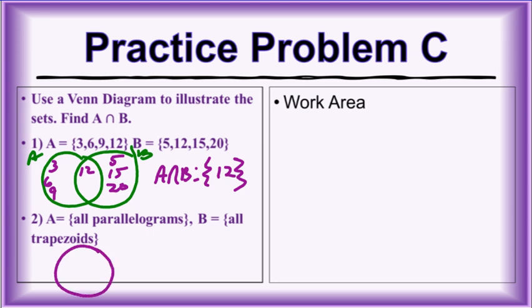And the other one, we got all parallelograms and we have all trapezoids. So this one would be parallelograms, and these would be trapezoids. You notice I did not put anything in the middle because there's nothing in common. There's not a parallelogram that's a trapezoid, nor is there a trapezoid that's a parallelogram. So they have nothing in common.